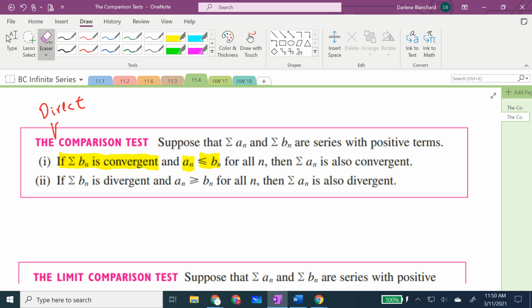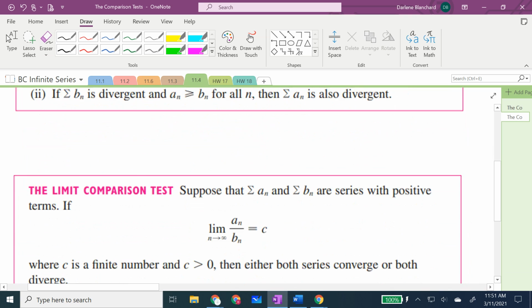So that's the comparison test. And I'm going to go, oh my gosh, you took it away. There we go. That's funny. I like your background. Okay, anyway.